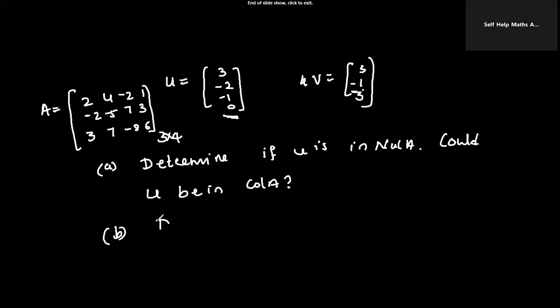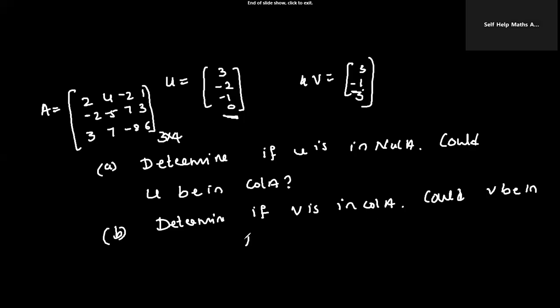Similarly, the question for B is: determine if v is in Col A. And could v be in Null A? It's a simple and interesting question, guys, and I expect some answers from you. Let me give you a hint for B also. Now you have to check whether v is in Col A. I told you how to check that.